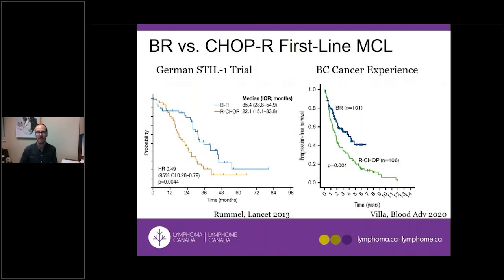This is not universal, like in other parts of the world, but in Canada, most patients will get maintenance. And one of the controversies around maintenance is whether maintenance actually works after bendamustine and rituximab.